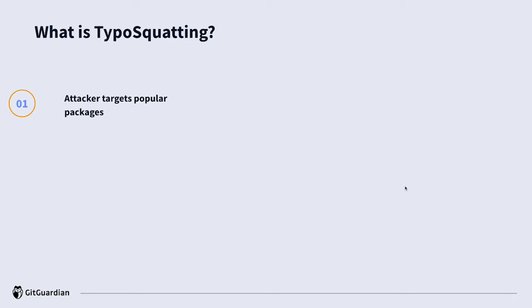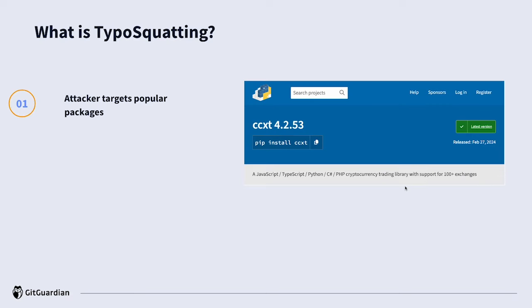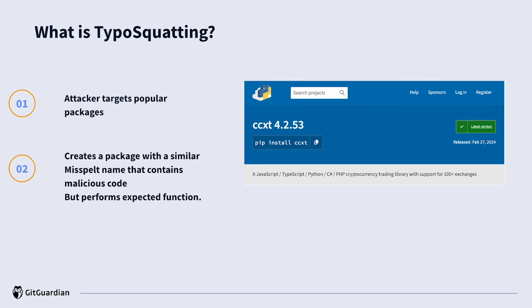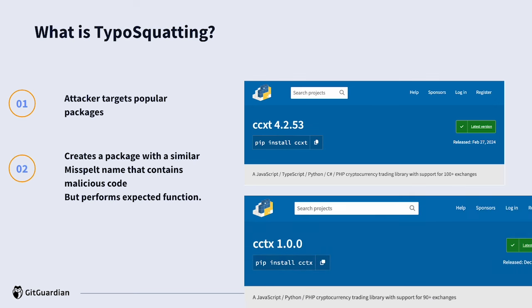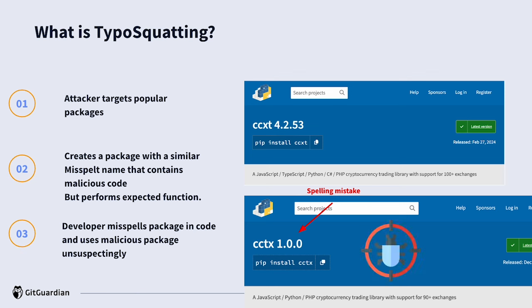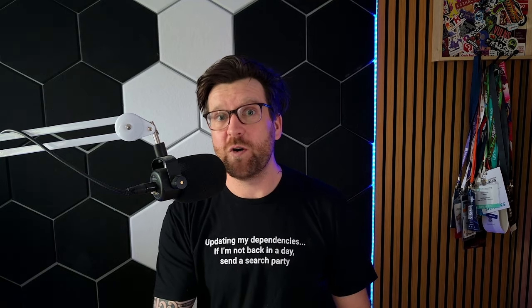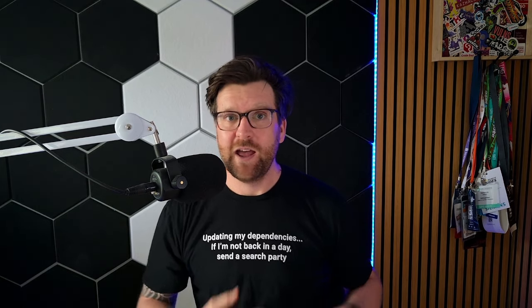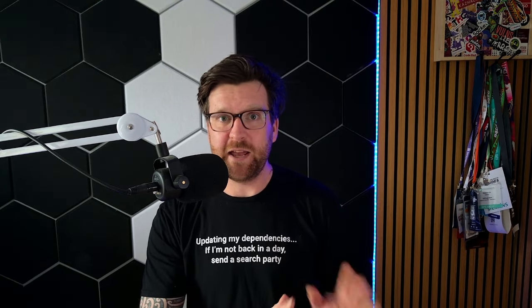Essentially what this means is that an attacker will find a very popular package. For example, there was one on PyPI, the Python Package Index, called CCXT, and it was a cryptocurrency trading library. What an attacker did is they created a new malicious version of this package called CCTX. Right? There was a small spelling difference between the two. The one that had the spelling error was malicious, and it was pretty much trying to steal your cryptocurrency. And this is relying on people making a spelling mistake.